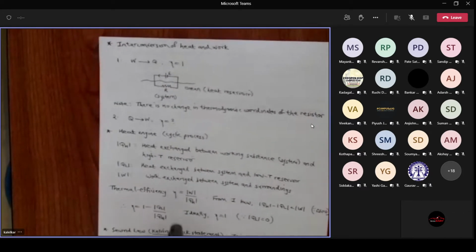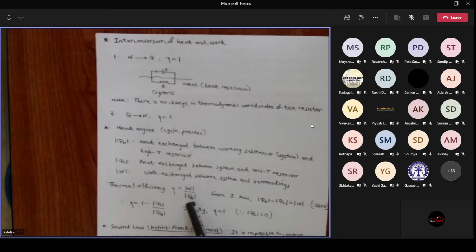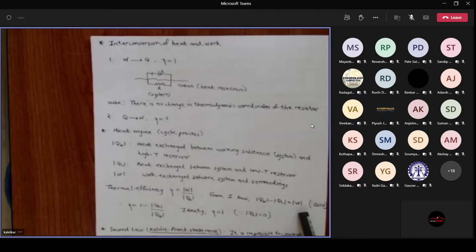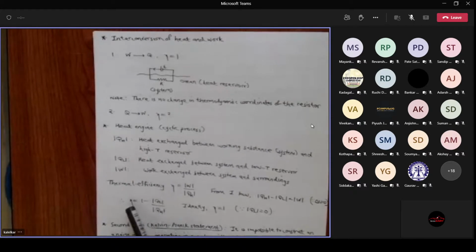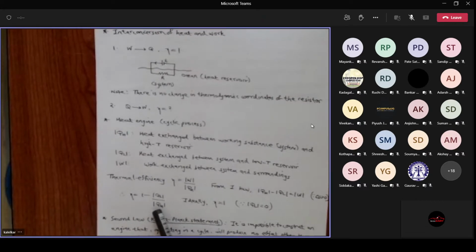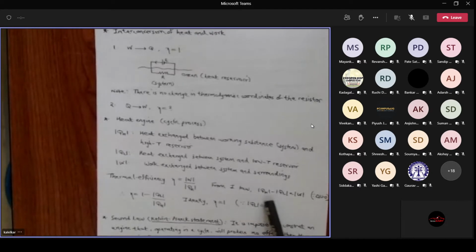Thermal efficiency is defined as how much work is output divided by the heat that is extracted from the high temperature reservoir. It's like the output by the input. Now from the first law, QH minus QL is work done. Remember, it's a cyclic process, so there is no change in internal energy; dU is 0. Plug that in and you get your efficiency, which is 1 minus mod QL by mod QH. Ideally, you want 100% efficiency. That means you really want no heat rejected to the low temperature reservoir. And this is permissible as per the first law of thermodynamics.